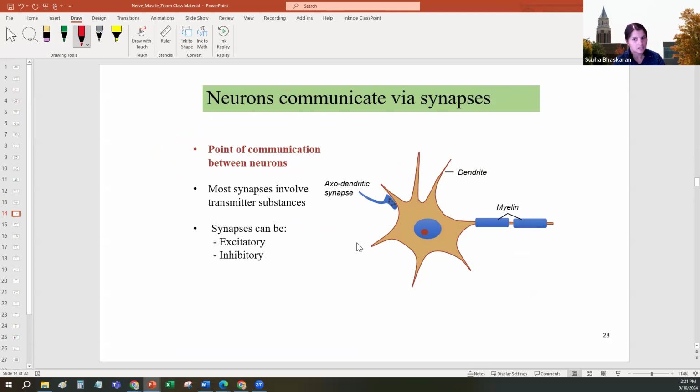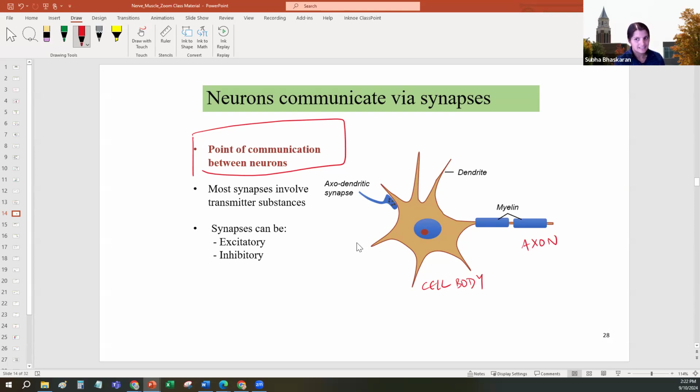Then neurons communicate via synapses. The point of communication between neurons is called a synapse. I'm sure you have a pretty good understanding about the neurons, yes? The cell body, the nucleus, the axon, correct? The cell body, and then the axon. The axon is typically surrounded by myelin. So this is a myelinated neuron.